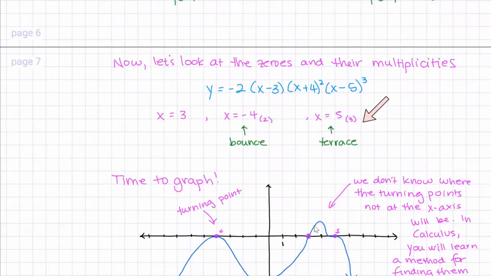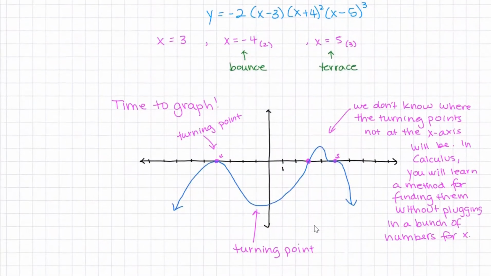I didn't pay attention to a question about multiplicity. Multiplicity, remember, is just based on how many factors the zero comes from. You can just look at the exponent. So the exponent here is 2, so that's why it's a multiplicity of 2. And then this exponent was 3, and that's why it's a multiplicity of 3. And so then we graph.